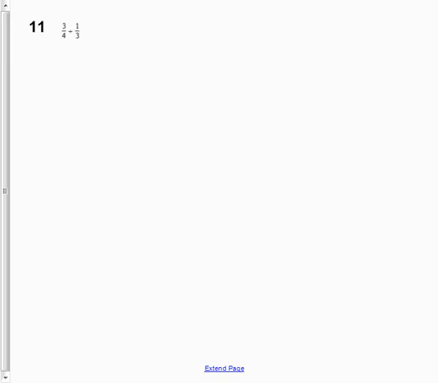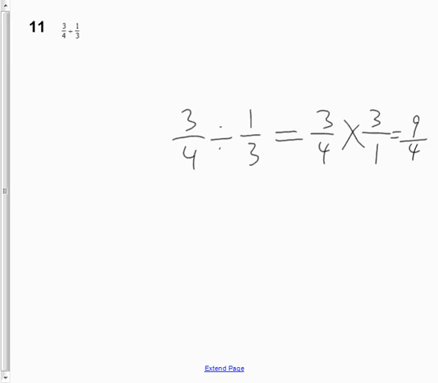Question 11 is a similar question to the last one. So 3/4 divided by 1/3 is the same value as 3/4 multiplied by the reciprocal. The reciprocal of 1/3 is 3. Multiply your numerators, you get 9. Multiply your denominators, you get 4, which is 2 and 1/4 in lowest terms. Everybody got that one right.